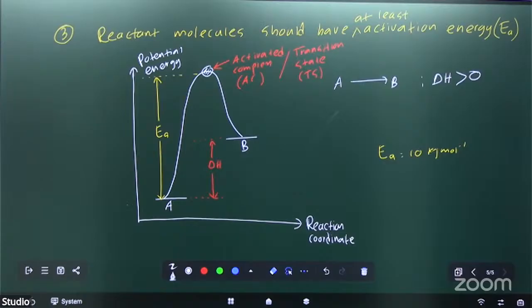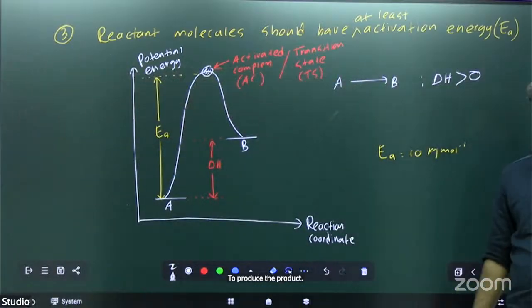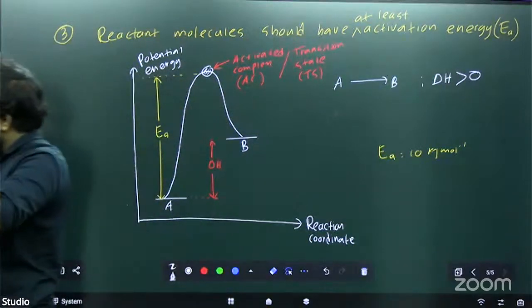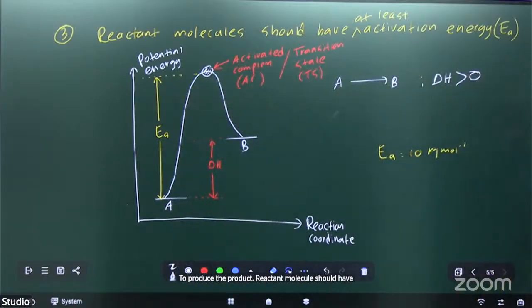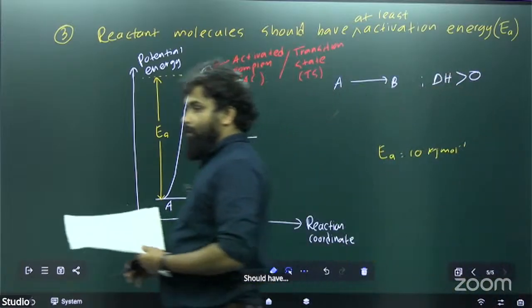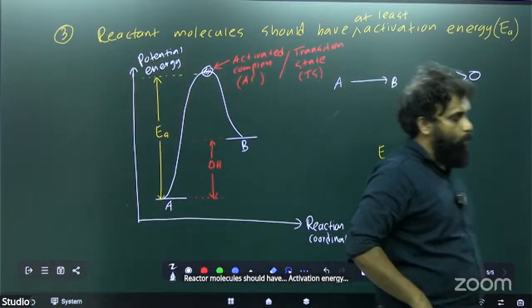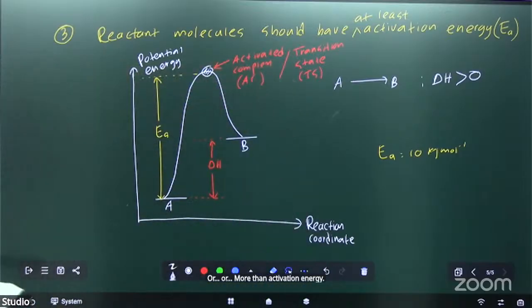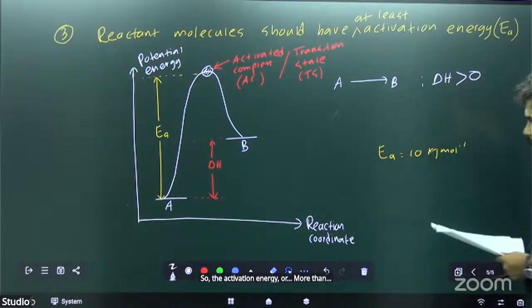To produce the product, reactant molecules should have activation energy or more than activation energy.